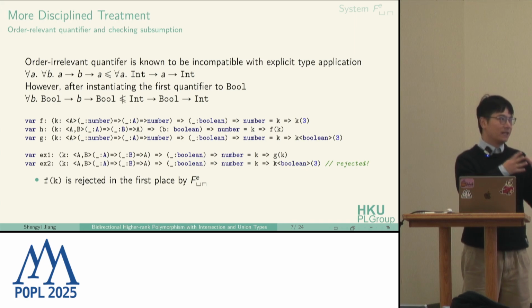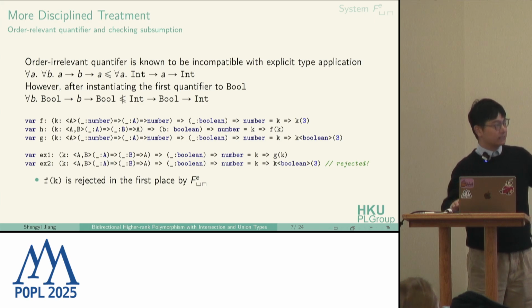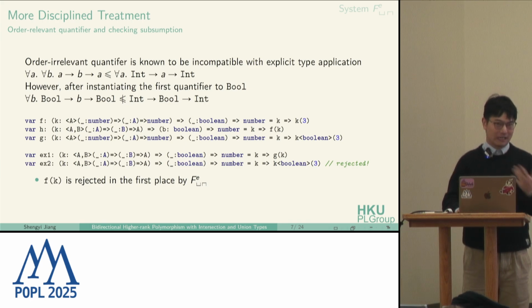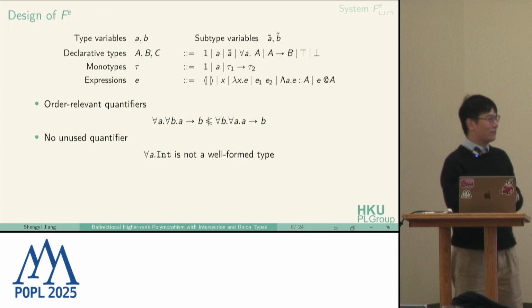That means if your program type checks, and you replace the type with a supertype, the type checking should still succeed, but in this case, it fails. You don't have to look at the concrete example, but it's basically the idea I mentioned here. So let's look at the rules of the system.